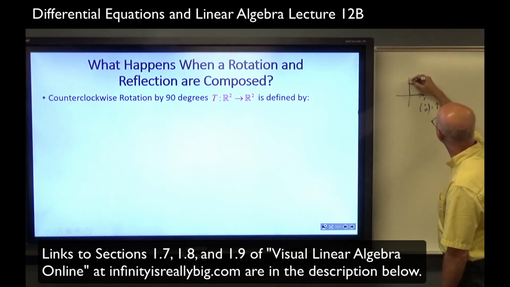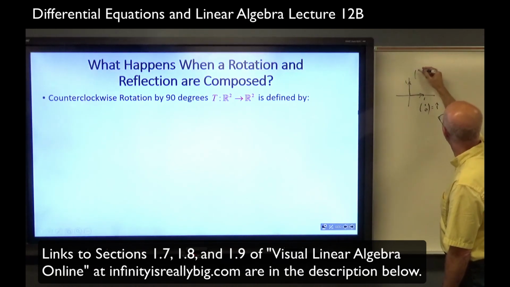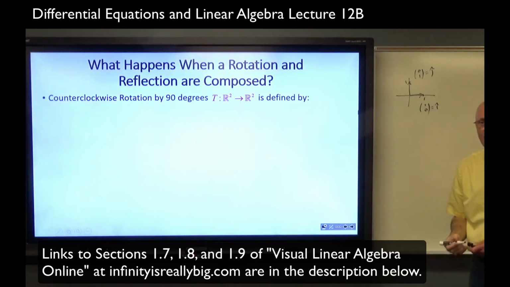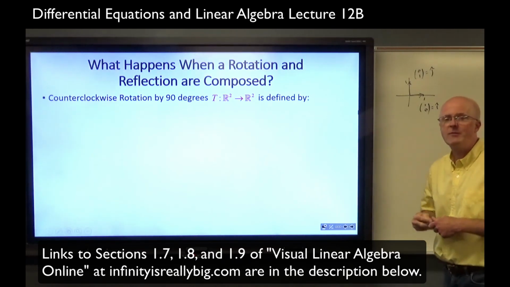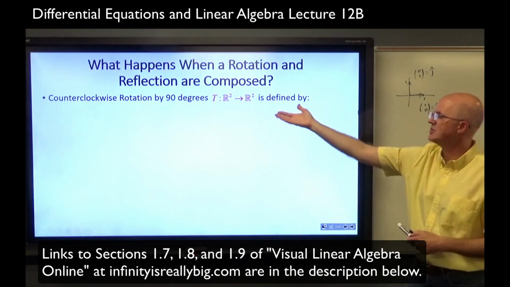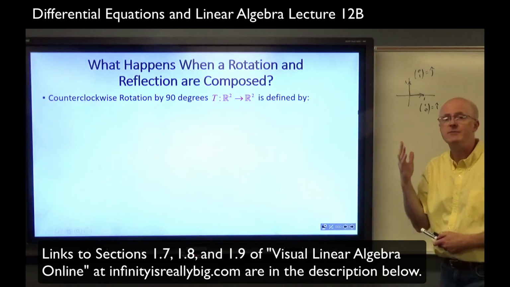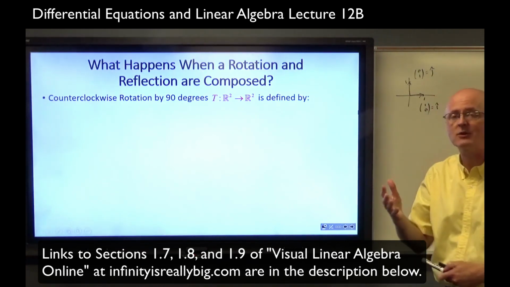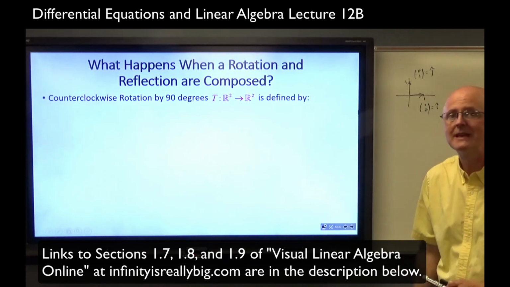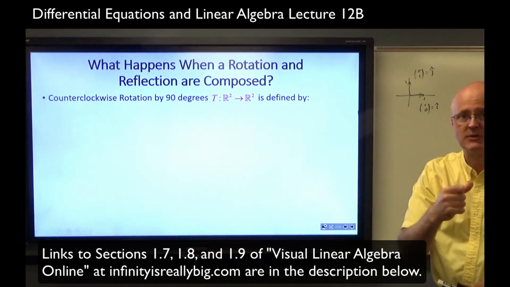And another one pointing straight upward, this is also length 1. It would have components 0, 1, and in physics, that's typically called j hat. What you want to do is figure out how the particular geometric transformation affects those particular vectors. And if you can figure out how it affects those standard unit basis vectors, it tells you right away what the matrix should be.